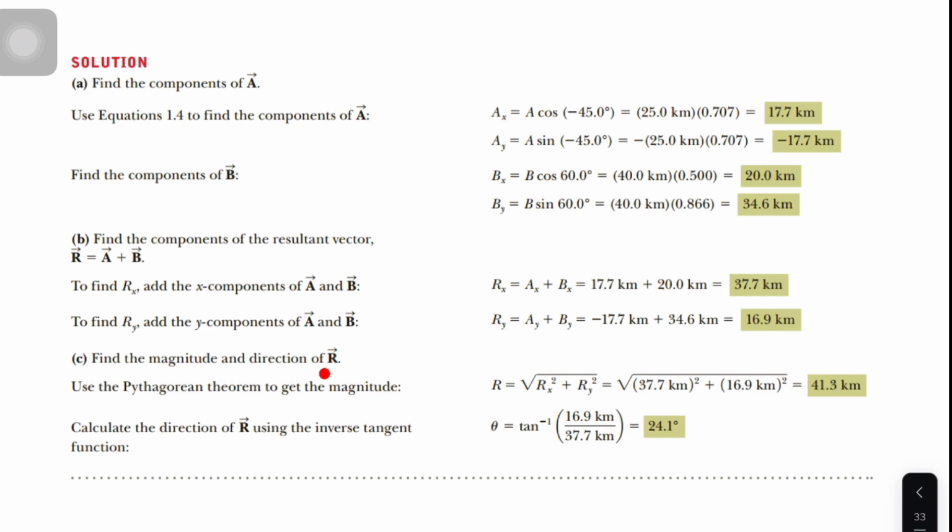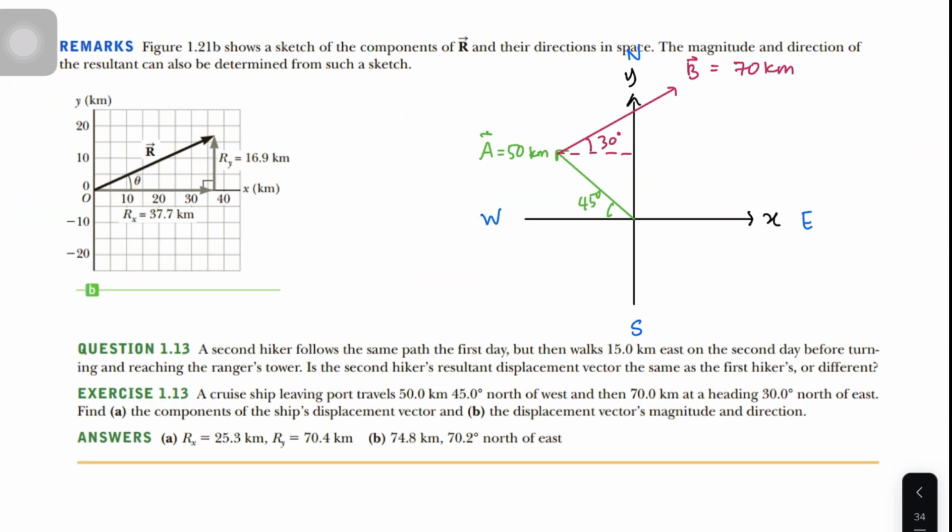To know the magnitude and also the direction of the resultant vector, we are going to use Pythagoras, where the magnitude of the resultant, R, is equivalent to the square root of Rx squared plus Ry squared. That is the magnitude. To determine the angle of your resultant, we are going to use tangent theta equivalent to Ry over Rx. And finally, the angle is 24.1 degrees.